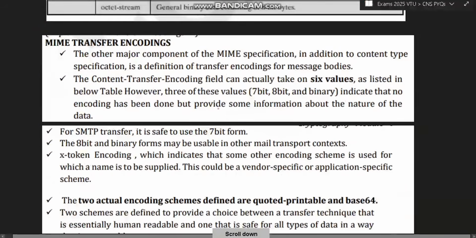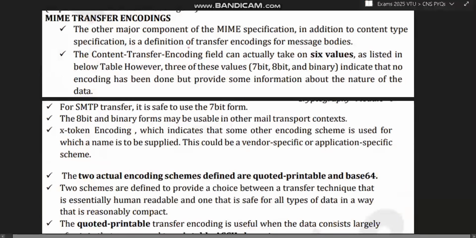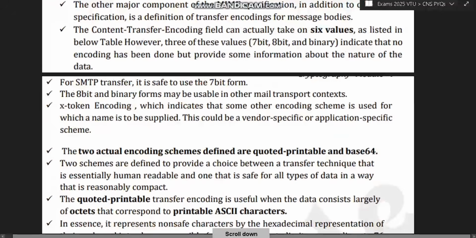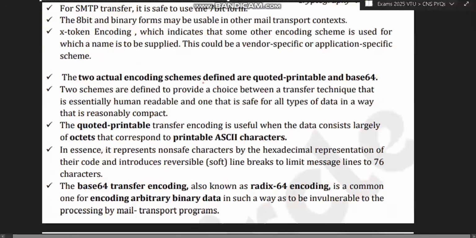Now coming to MIME transfer encoding, whether it's a 6-bit value, 7-bit value, 8-bit value, or binary value, in which format the message is going to be transferred. You can go through it. It is a little bit technical, so I'm not going through it actually. The two actual encoding schemes defined are quoted-printable and base 64. Two schemes are defined to provide a choice between a transfer technique that is essentially human readable and one that is safe for all types of data in a way that is reasonably compact.